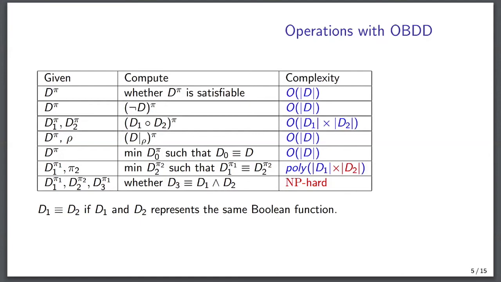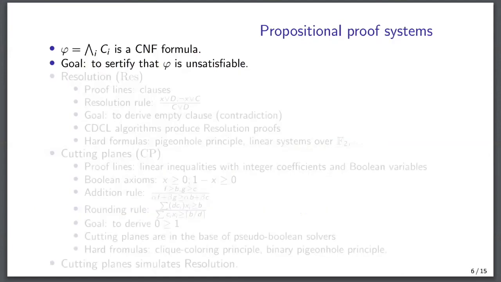Okay. In the next part of this talk, first of all, I will talk about proof systems based on OBDDs. And after it, I will explain some approaches to solving that are connected with these proof systems. First of all, I very briefly remind what we understand by proof system. Consider we have a Boolean formula phi in conjunctive normal form, and the goal of a proof system is to show that this formula is unsatisfiable.